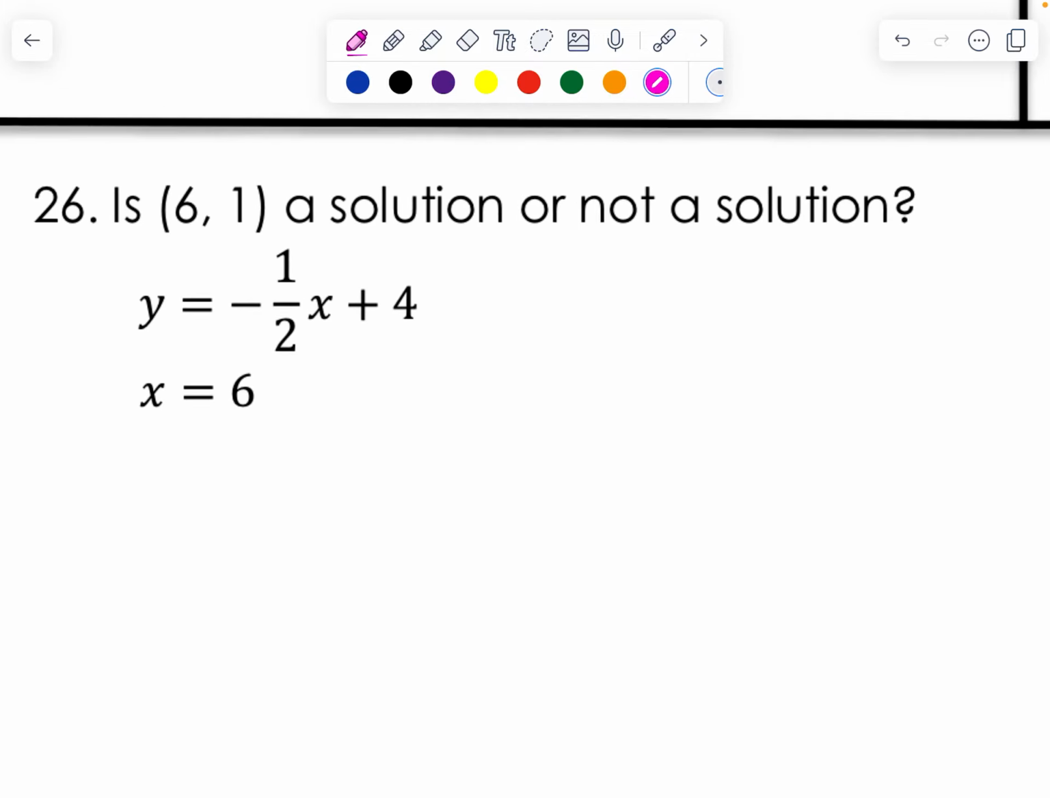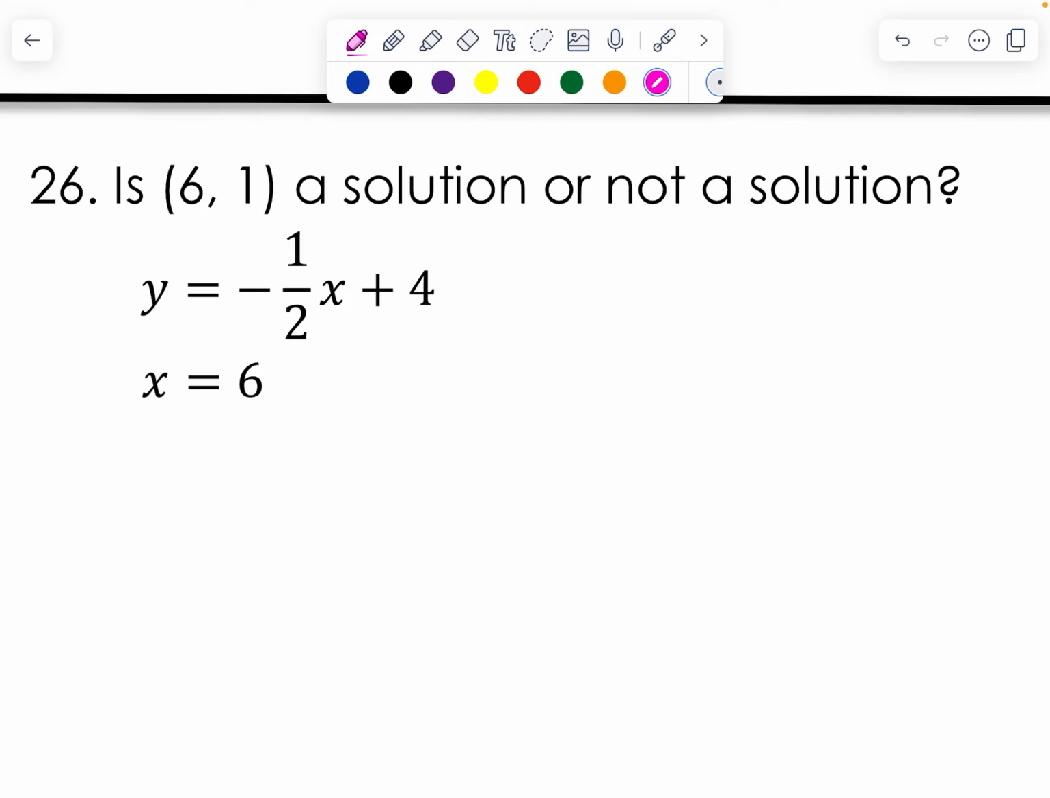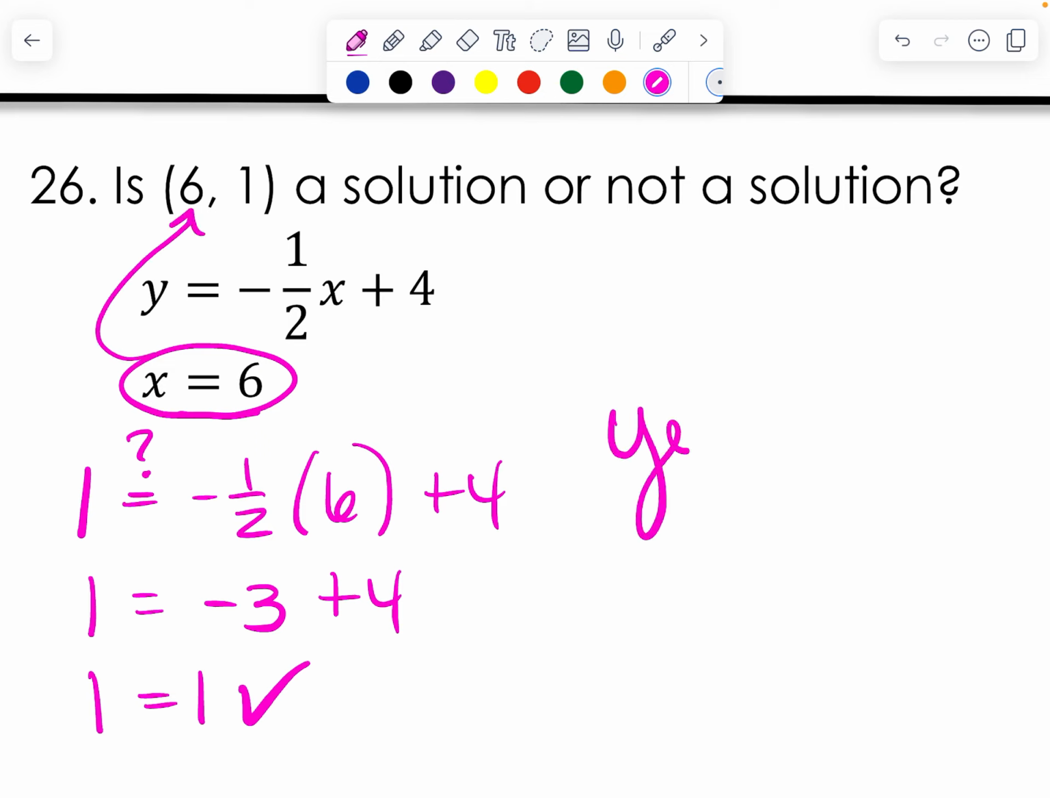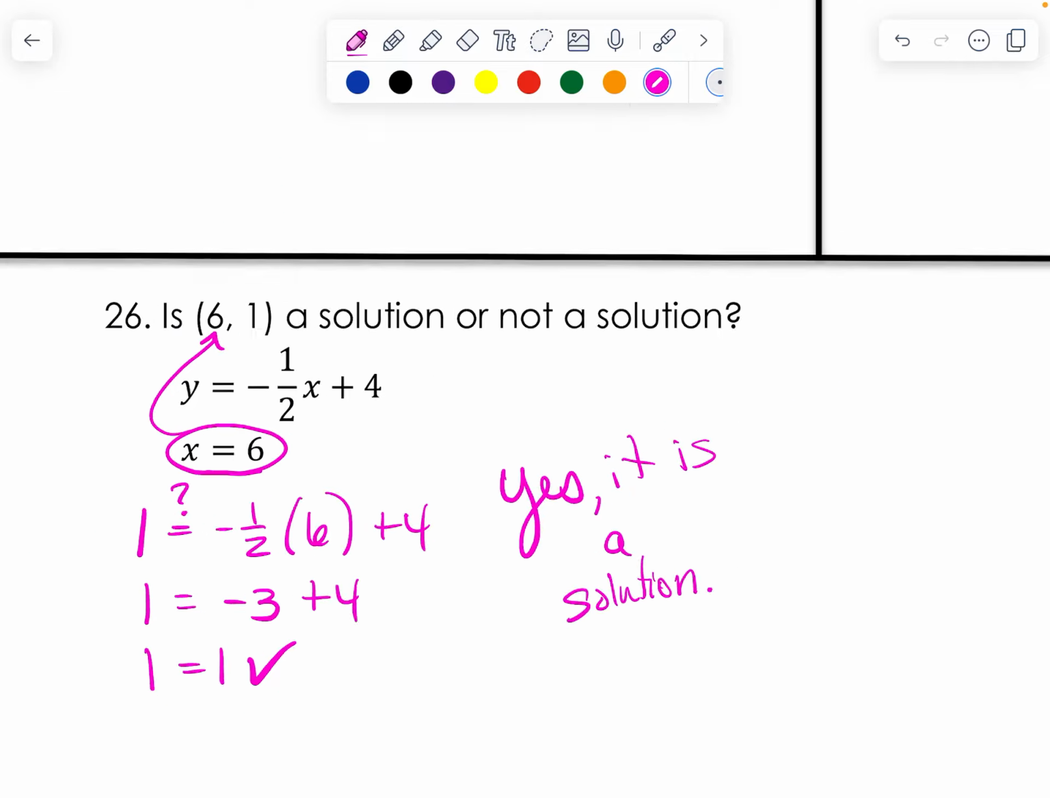Is it a solution or not? Okay, so first equation, I'm going to replace the y with 1, the x with 6. So do those equal each other? 1 equals -3 plus 4, y equals 1. It works. This one doesn't have a y value, so my question is, is the x 6? It is. So yes, it is a solution.